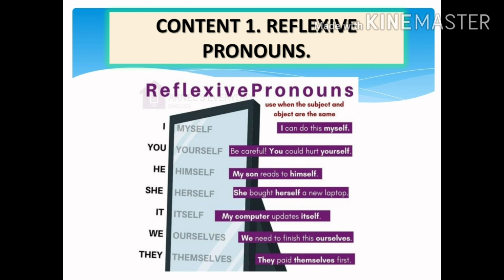These are the examples related with reflexive pronouns. Now we are going to continue with a student's book. Please take out your student's book and we are going to start developing these activities.